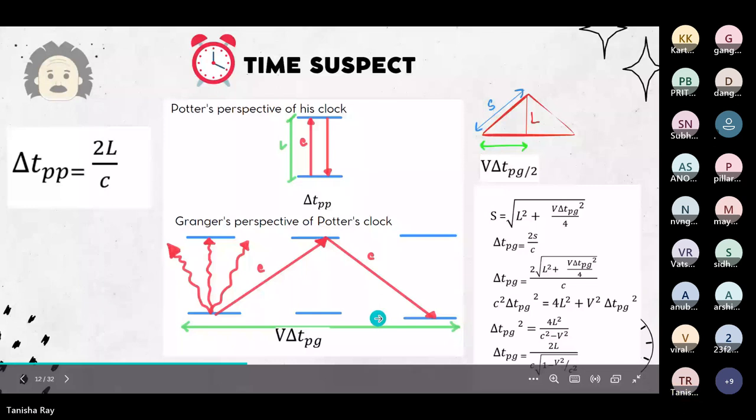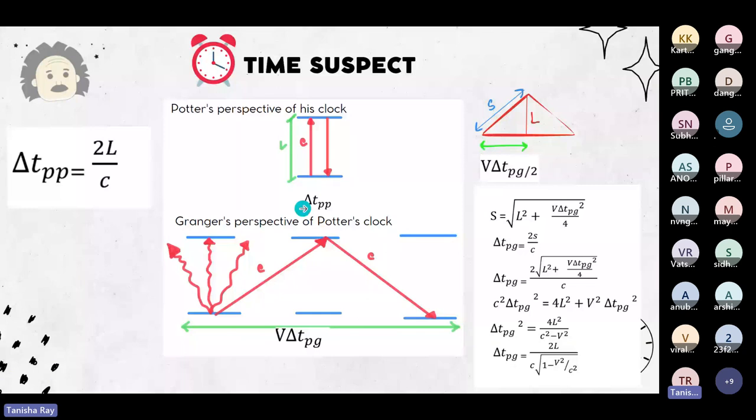So if we now calculate the time taken for one tick in the perspective of Potter, one thing I want to make clear is that when I say one tick, I am referring to one tick in Potter's clock. Now we are done with what is happening in Granger's clock. So our main focus right now is on Potter's clock itself. So here Potter's perspective of his clock means Potter's perspective of one tick in his clock. Okay. So for that one tick in Potter's clock, in Potter's perspective, how much time will it take?